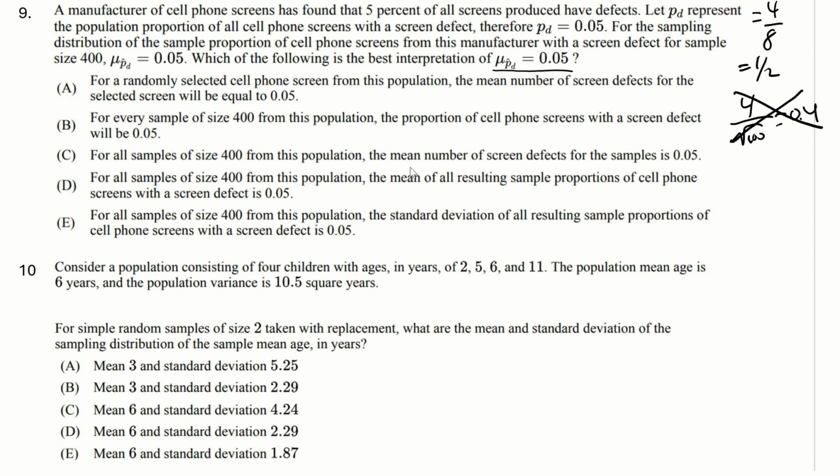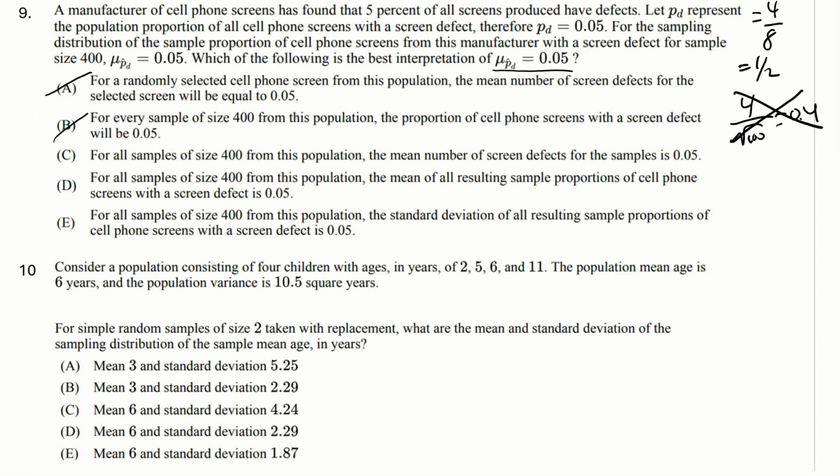All right, so let's look at A. For a randomly selected cell phone screen from this population, the mean number of screen defects for the selected screen will be equal to 0.05. No, that's incorrect. Remember, it's not for a randomly selected cell phone. In this case, what we're talking about is the mean of all sample proportions of cell phones, right? B: for every sample of size 400 from this population, the proportion of screens with a defect will be 0.05. No. The proportion will not be 0.05. The proportion is going to change because every sample yields a different result, right? But then the average of those different samples will be 0.05.